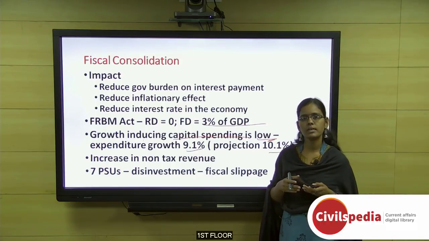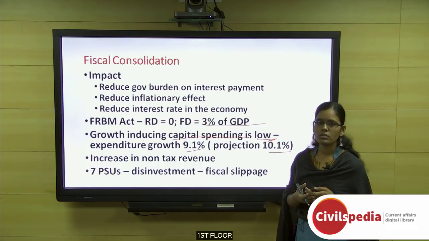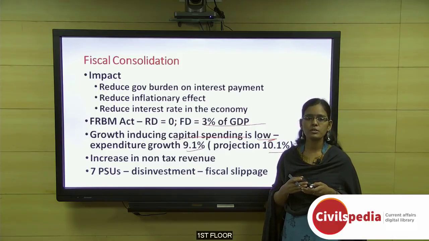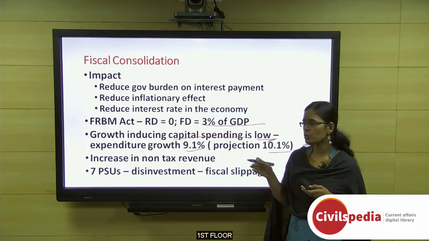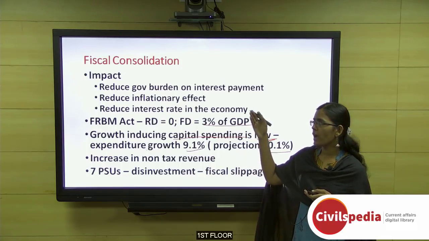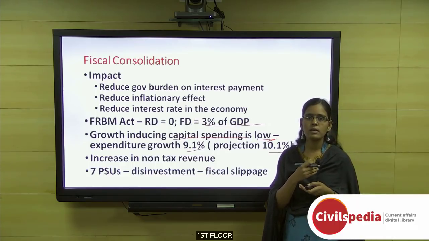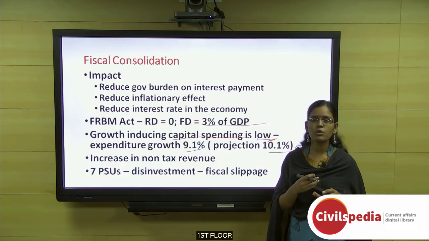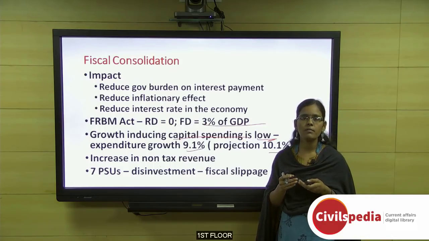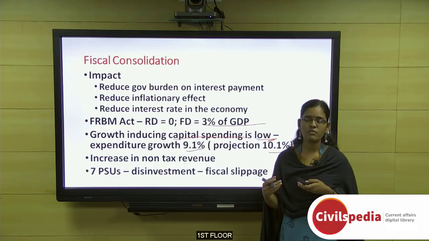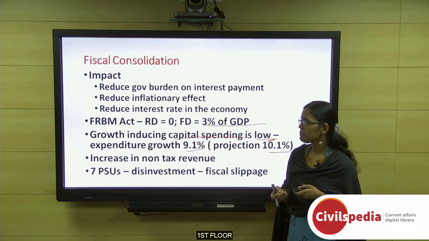And the second important thing, a positive one, is that there was an increase in non-tax revenue. And the third important thing is that we are going to place 7 PSUs up for disinvestment. That means we will get an amount through this disinvestment that will help handle the fiscal deficit. But if we continue eroding the capital assets of the country, then there will be fiscal slippage in the coming years also. So we need an optimal level of disinvestment as well as tax revenue increase, and we need more productive capital spending.